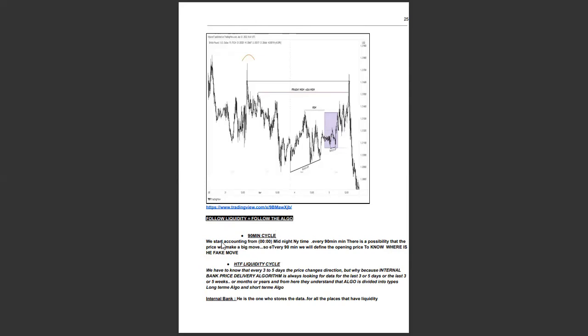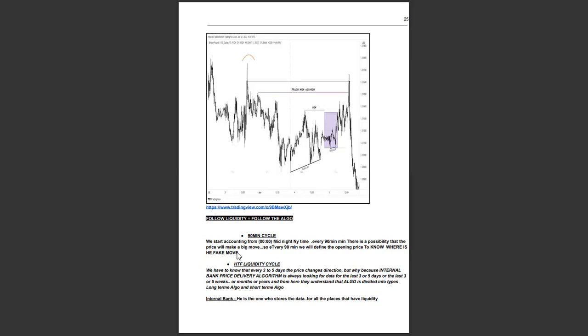90-minute cycle. We start counting from 00 midnight New York time. Every 90 minutes is a possibility that the price will make a big move. So every 90 minutes we define the opening price to know where the fake move is. Higher time frames, liquidity cycle: we have to know that every 3 to 5 days the price changes direction.